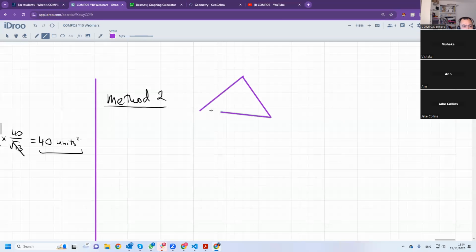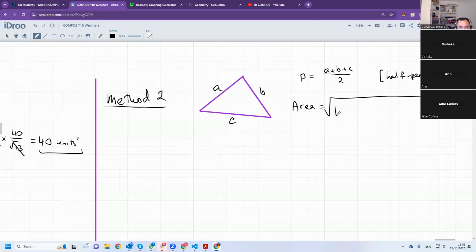If you have a triangle with sides A, B, and C, we can define the half perimeter. P is A plus B plus C divided by 2. The half perimeter is the sum of the sides divided by 2, and the area is equal to the square root of half perimeter multiplied by half perimeter minus A multiplied by half perimeter minus B multiplied by half perimeter minus C. Are you familiar with this formula, 1 or 0?